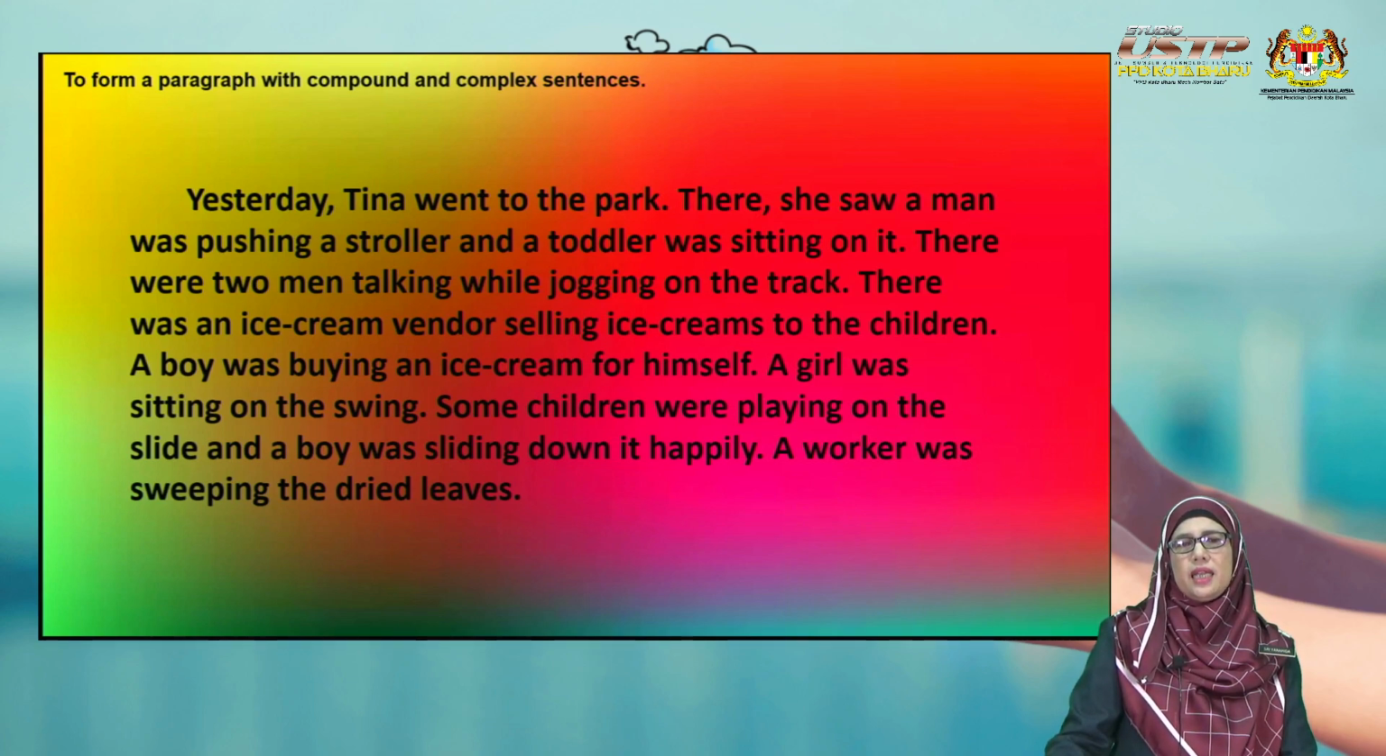A boy was buying an ice cream for himself. A girl was sitting on the swing. Some children were playing on the slide, and a boy was sliding down it happily. A worker was sweeping the dried leaves. So, what inspires one is when the children master all 5 sets of modules starting with the word classes, tenses, sentence types, sentence constructions, and text completion. Hopefully, they can manage to write a good sentence and to form a paragraph with compound and complex sentences.